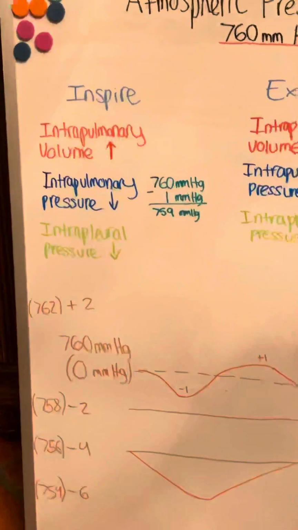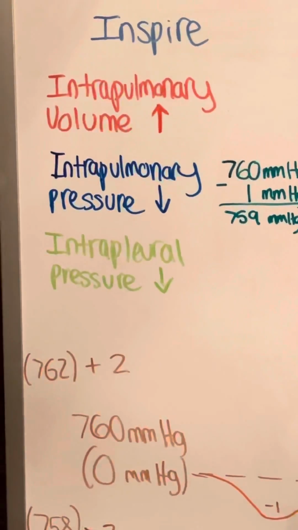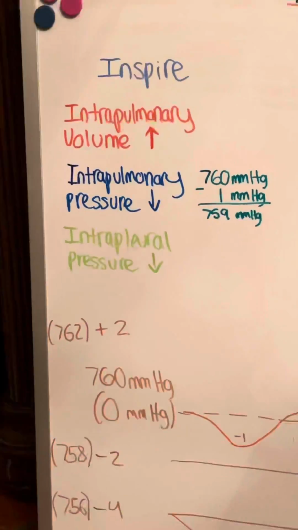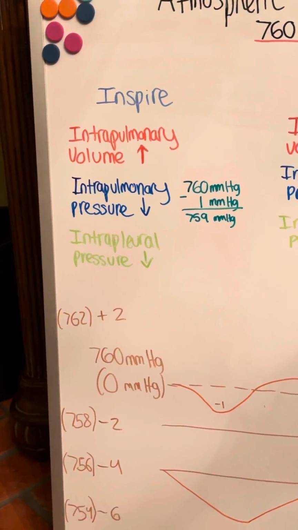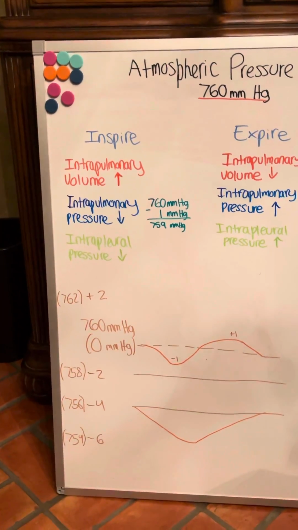So when you see volume and pressure, inverse relationship. Lung pressure and the pleural pressure, direct relationship. One's down, the other one has to be down. So let's talk more specifically about when we inspire.